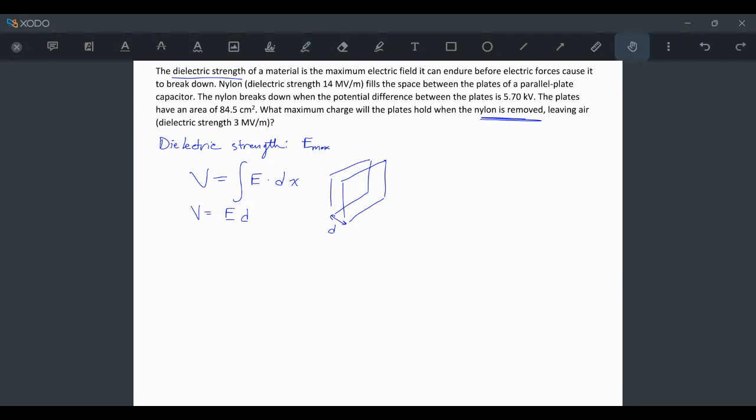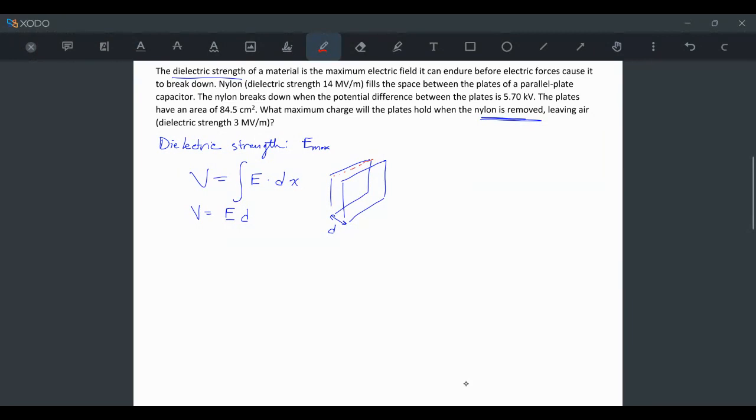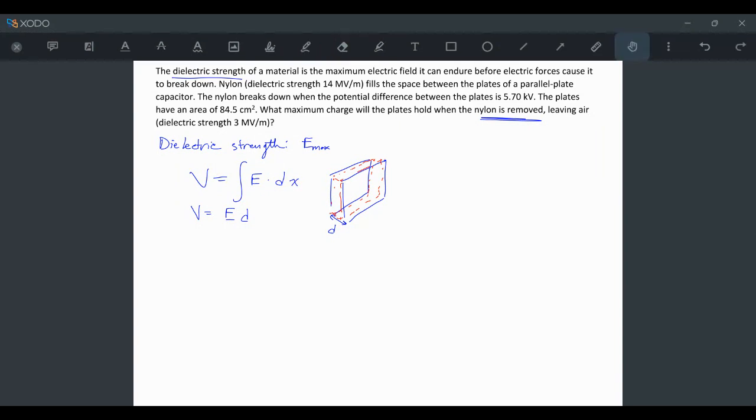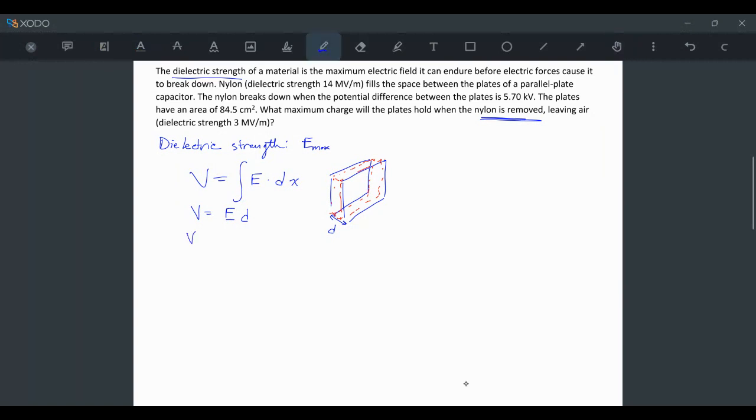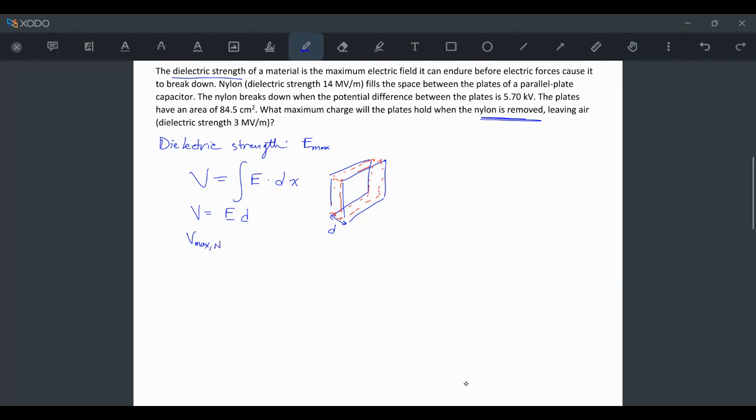And if we're at the limit, where we are at the maximum electric field before the material breaks down, in our case we're told we have nylon, so imagine a slab of nylon in here. We're told we're at the maximum limit, the electric field where the nylon breaks down. So there's a corresponding potential. Apparently it's 5.7 kilovolts. It's the maximum voltage for this nylon. I've used a max subscript to denote the maximum voltage, and an N to denote this is for nylon.